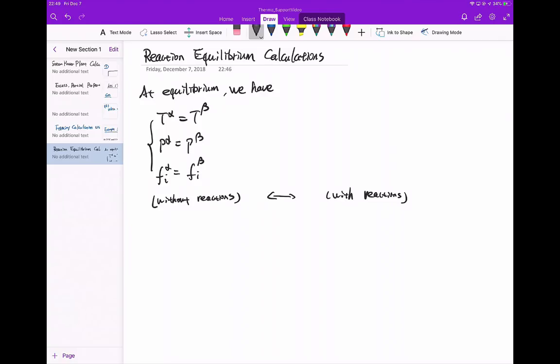the key difference is the compositions. The ni is changing with time. However, if we use this dG over d epsilon, we define this epsilon as the reaction coordinate, then at equilibrium this should be zero.